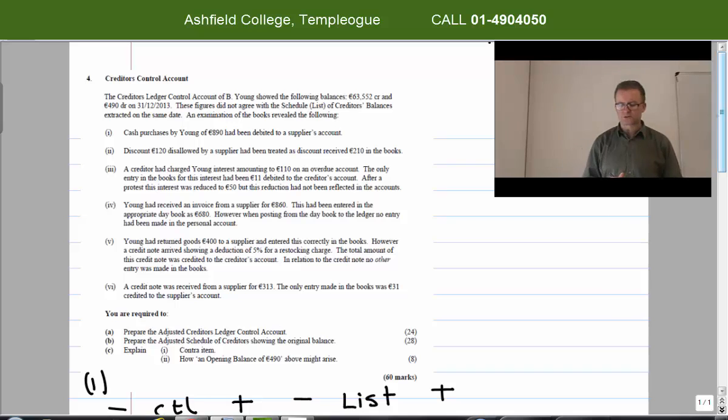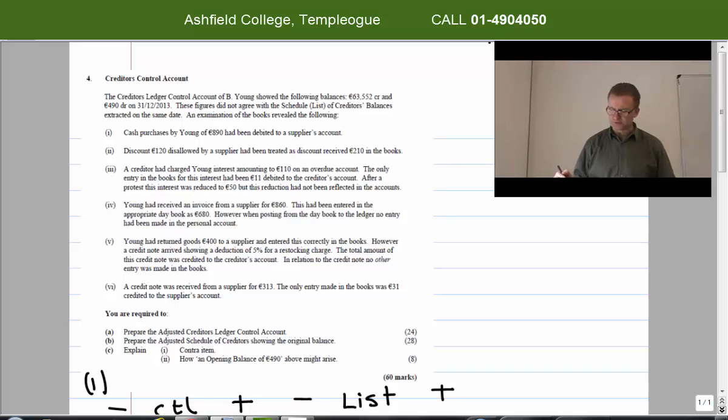Question 4, Creditors Control Account, 2014 Leaving Cert Higher Level. Usual question with 6 adjustments. It's important to recognise here that a Creditors Control Account is a summary account, whereas a list of creditors is an individual list of each individual creditor.